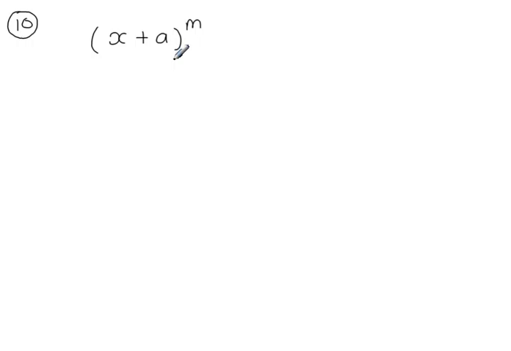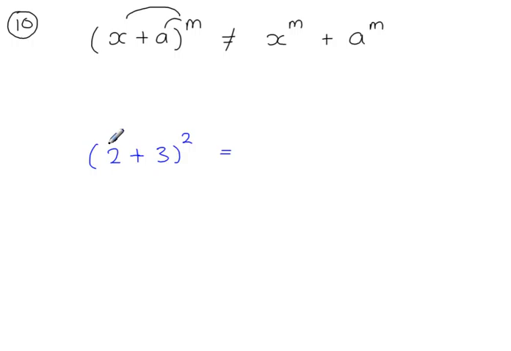Okay, x plus a to the power of m. So is that equal to x to the power of m plus a to the power of m? No, it's not. Here's a quick reason why it's not, using some numbers. 2 plus 3 is 5. 5 squared is 25. So I know that this is equal to 25.